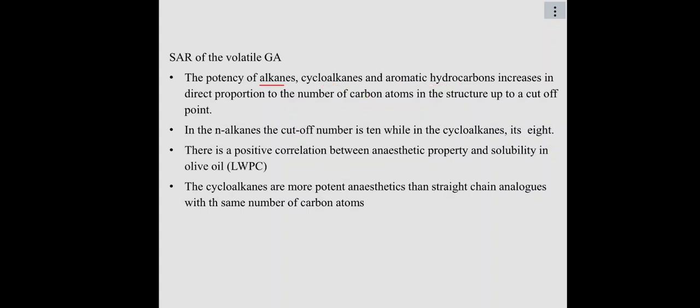So you increase the number of carbon atoms to a cutoff point beyond which the anesthetic activity will decrease. In the N-alkanes, the cutoff number is 10, while in the cycloalkanes, it's 8. In other words, the cycloalkanes are more active than the N-alkanes. There is a positive correlation between the anesthetic property and solubility in olive oil.